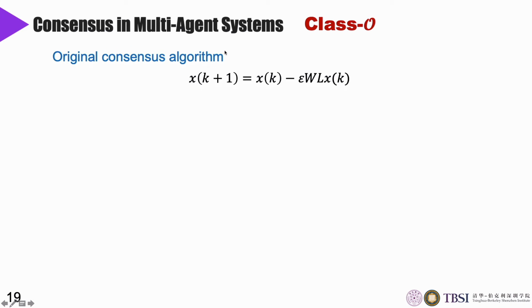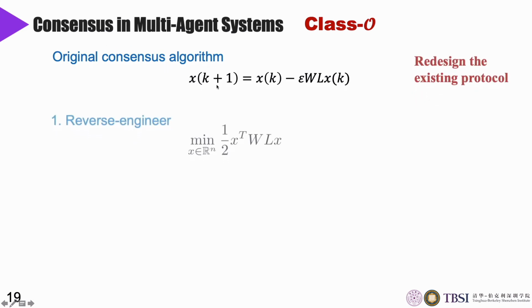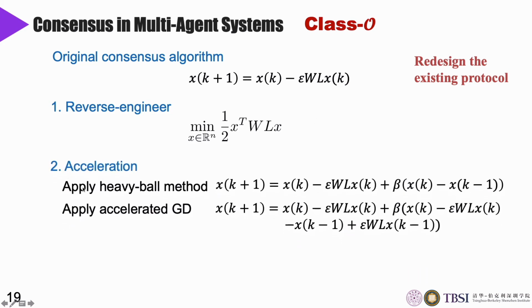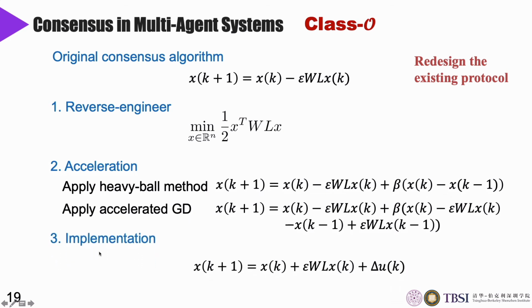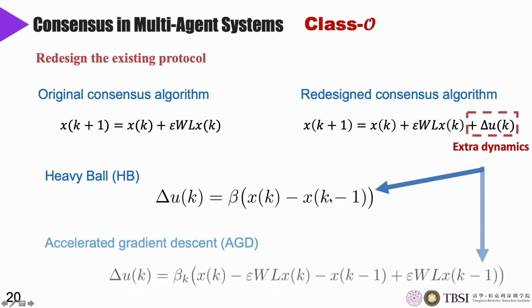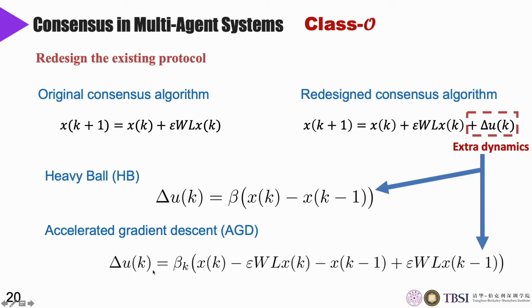We start from the original algorithms here. First, we do reverse engineering to find the problem it actually solves. And then we do acceleration by applying heavy ball method or accelerated gradient descent algorithm. Finally, by comparing this formula and the original one, we are able to find the extra dynamics delta UK. So for heavy ball method, extra dynamics is beta times xk minus xk minus 1. And for HD method, delta UK can be found as this.